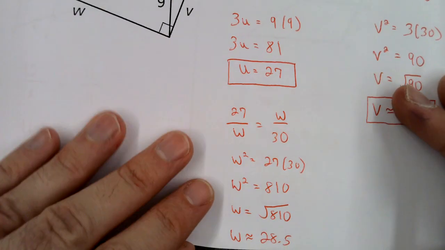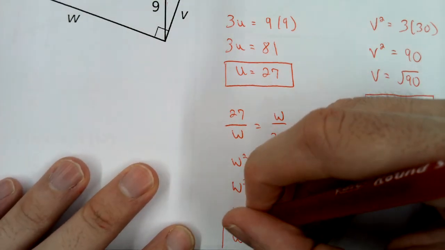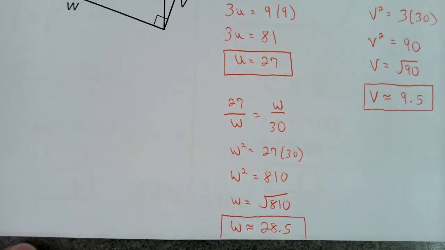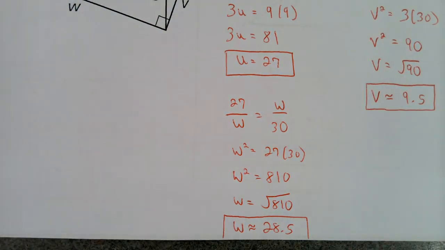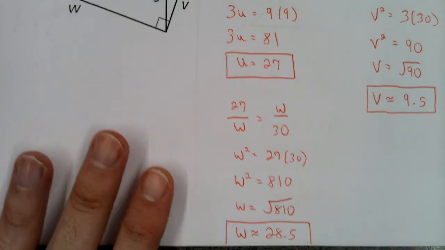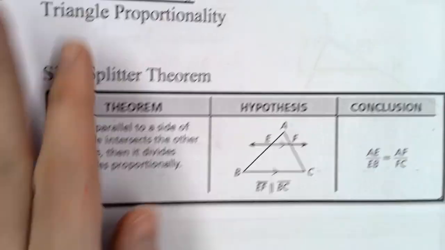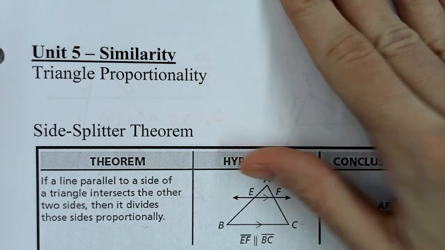So again, I know this is not easy. The ending to this lesson is very hard. Well, that's geometric mean. At least the first half of the lesson was easy. And that's the end of this lesson. The lesson was called Triangle Proportionality.